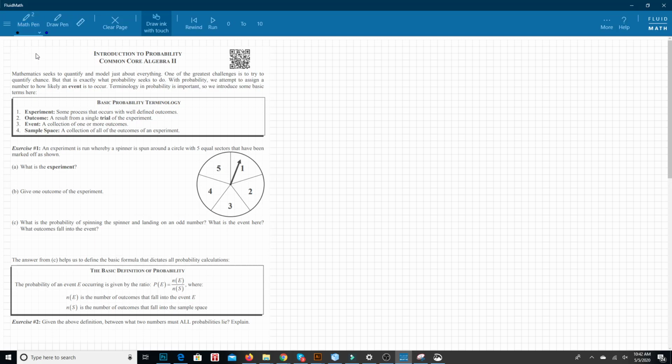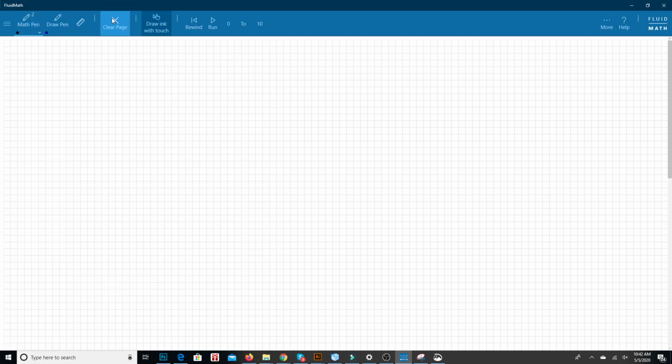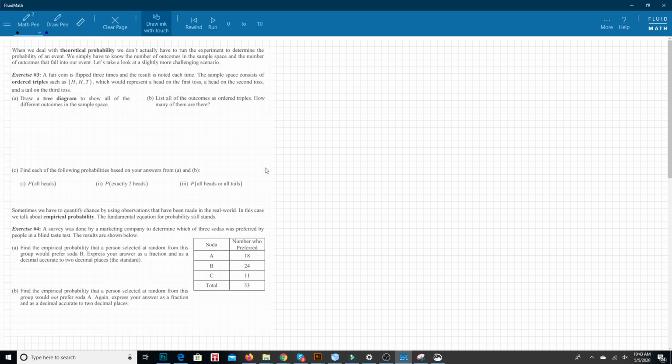Go here. First we include this page. Right here. Okay, so now we begin. It says when we deal with theoretical probability, we don't actually have to run the experiment to determine.